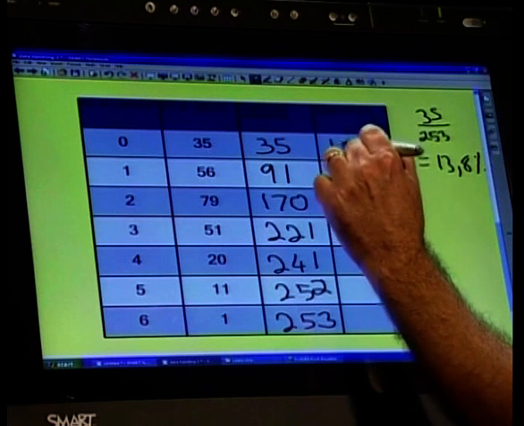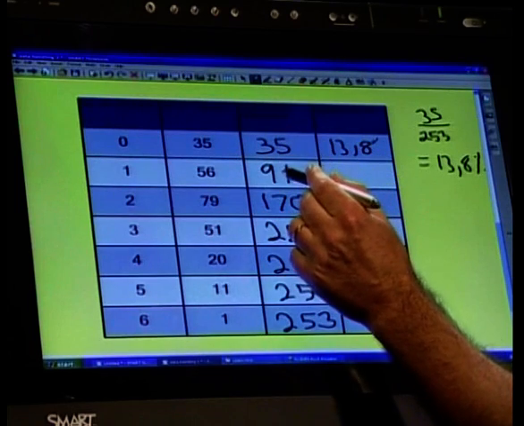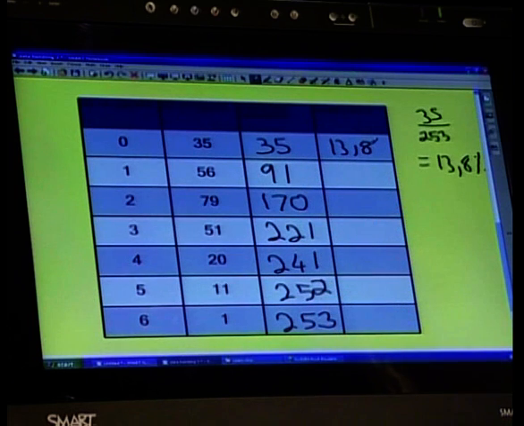So let's fill it in over here. 13.8. For the next family, it was 91 was the total. It would be 91 divided by 253. That would give me the next cumulative percentage.